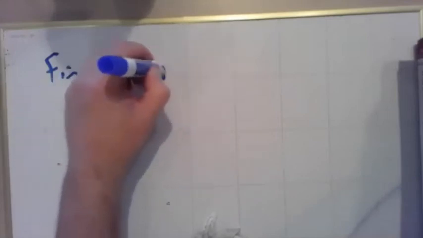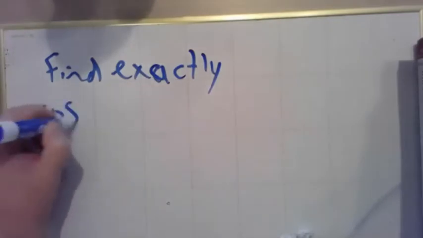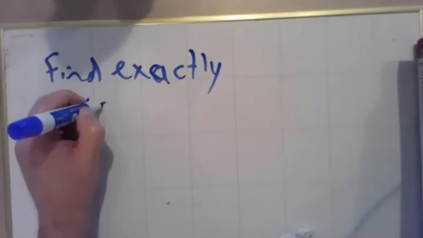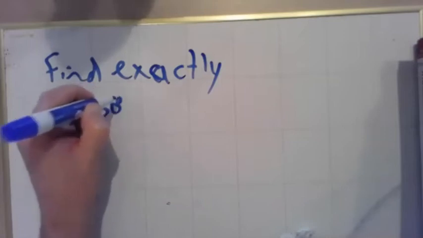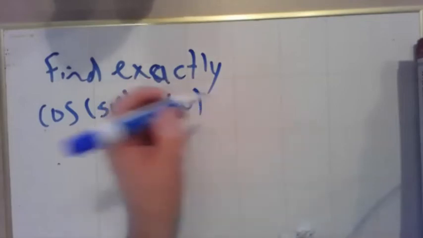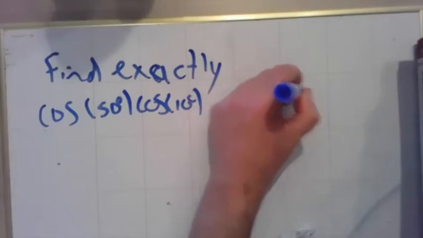What if somebody handed me this and said, find this exactly? Anytime you see the word exactly, that means if you're using your calculator, you're doing it wrong. What if I wanted cosine of 50, cosine of 10, minus sine of 50, sine of 10?